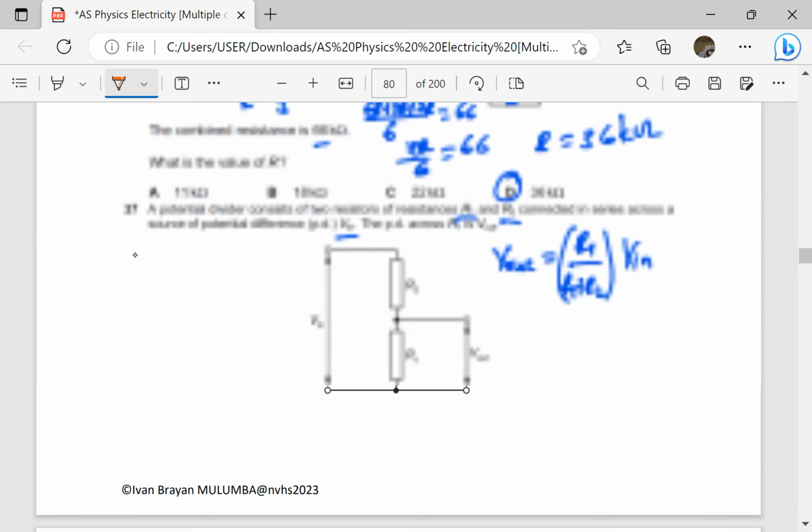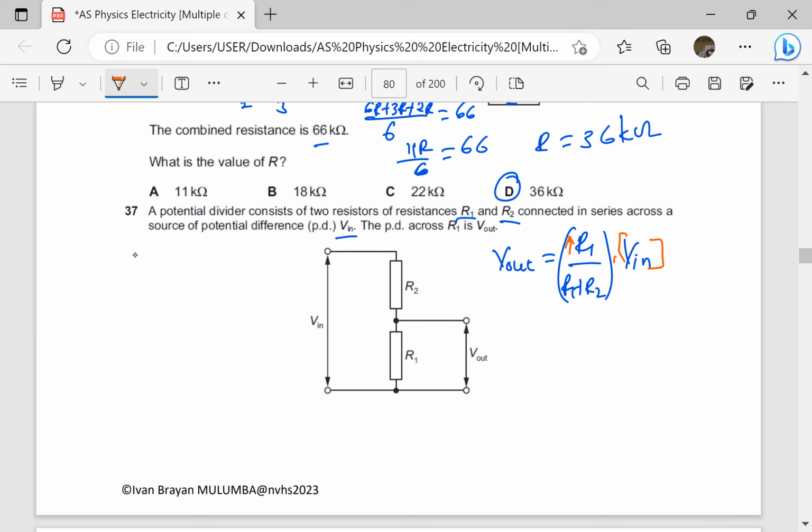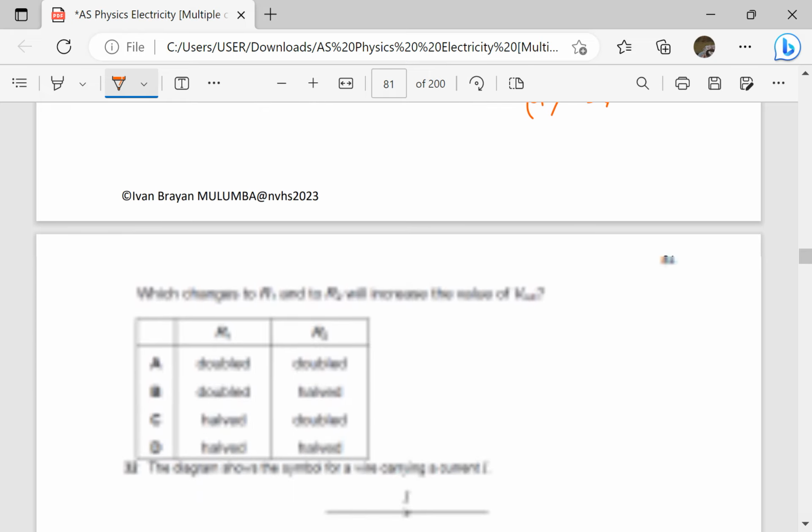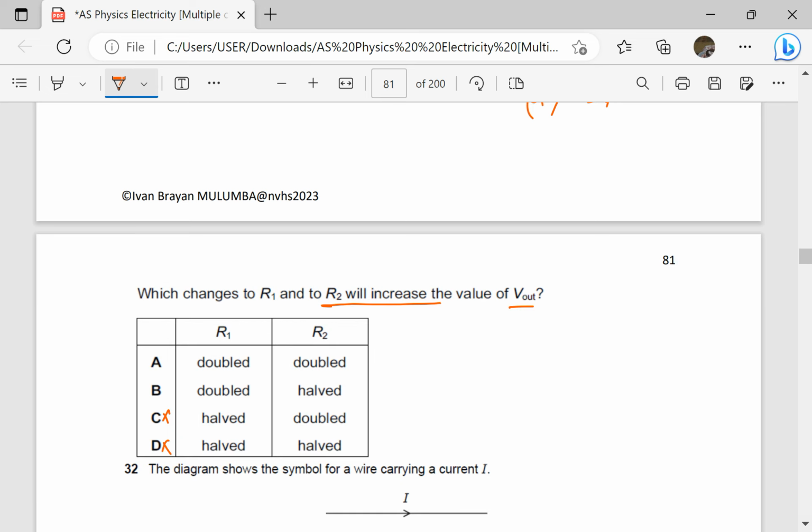And note that V out is inversely proportional to R1 plus R2. So it means R1 plus R2 should automatically decrease. But remember, R1 has increased. If R1 has increased already, it means R2 should decrease in order to make R1 plus R2 smaller. So R2 should be halved. So it means R1 can be doubled and R2 can be halved. So our answer is going to be B.